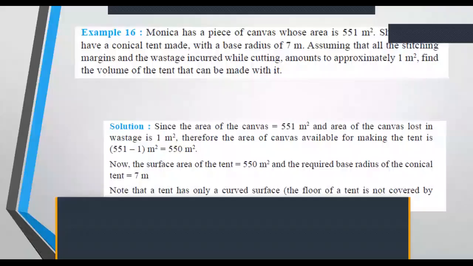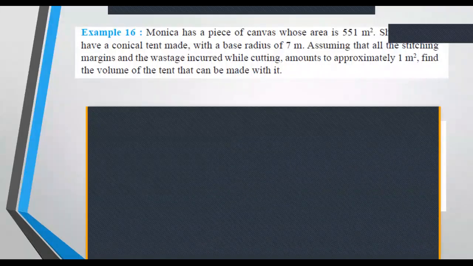Now, these type of sums we have done a lot. So now try to understand it. Monica has a piece of canvas whose area is 551 meters square. Already she has got it with her.